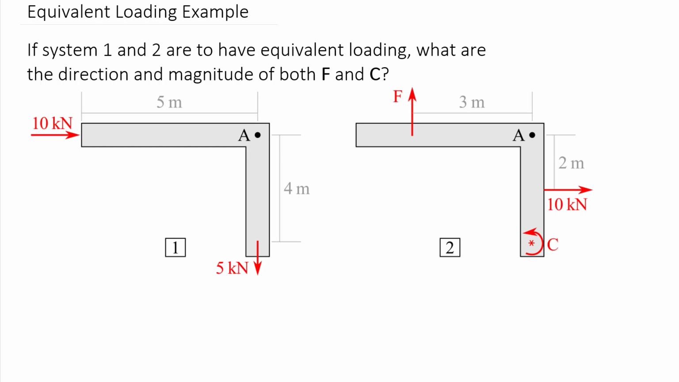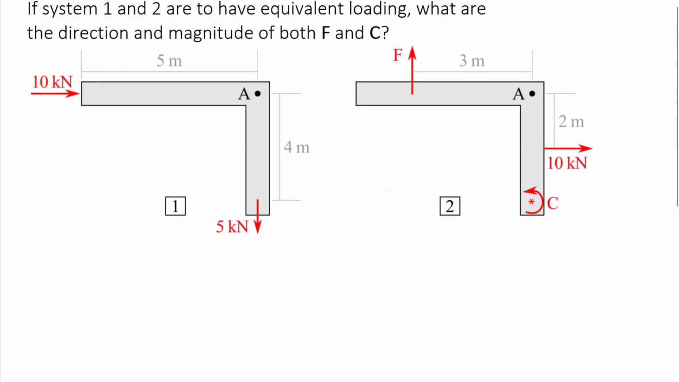And so I'm telling you that these two systems are equivalent, but we have a few things that are unknown. We know all the loading happening at body 1. We have two forces, one 10 kilonewtons horizontal, another 5 kilonewtons going downwards. On system 2 or body 2, we only have one known force, 10 kilonewtons pushing over to the right. And then we have two unknowns. We don't know the direction and magnitude of F, and we don't know the direction and magnitude of C.